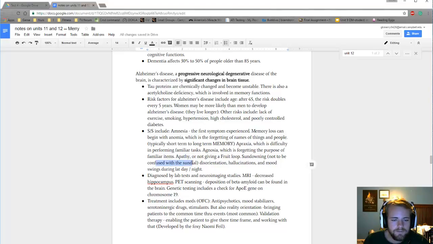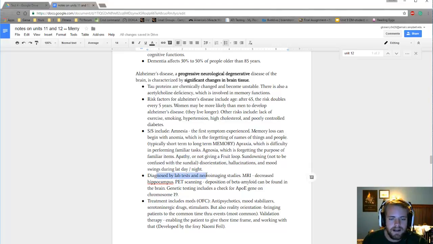Sundowning, not to be confused with the sundial. That's what I thought it would be associated with. I mean, obviously, sundowning, sundial, like that tells time. Everybody knows that. But no, it's disorientation, and it's like you're disoriented later in the evening, and you're more alert during the day, but when you get tired and function, or lose memory.